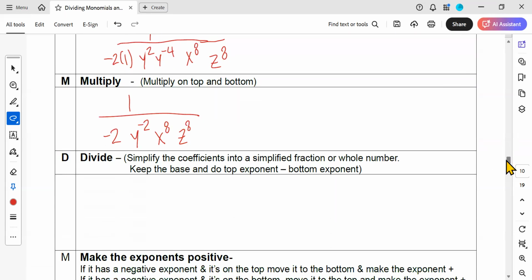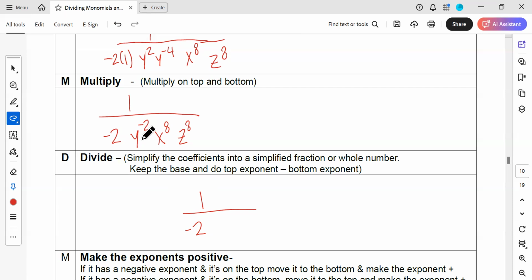My next step is to do division. But do I have any division to do if it's only 1 up top? I don't. So then my last step is to make the exponents positive. So with that being said, does the 1 stay or move? Got it. Negative 2, stay or move. What about y to the minus 2?